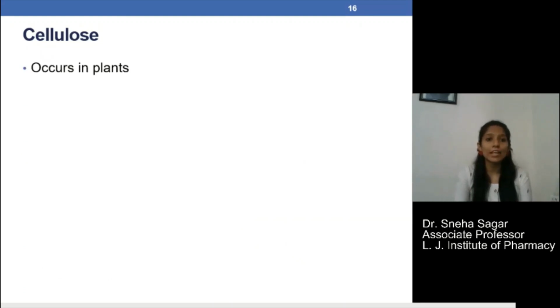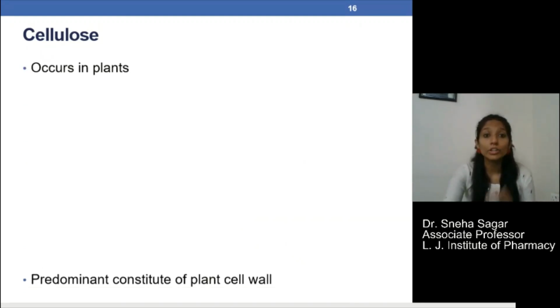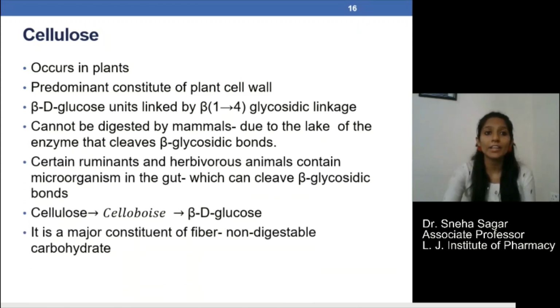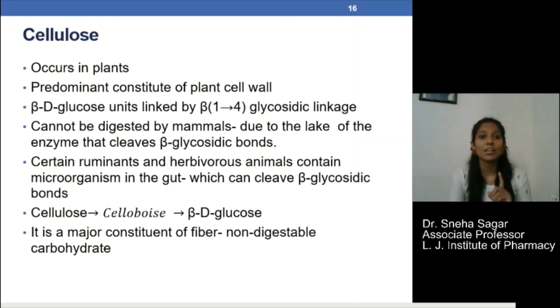Next, we have cellulose. Cellulose occurs exclusively in plants, and it is the most abundant organic substance in the plant kingdom. It is a predominant constituent of the plant cell wall. Cellulose is totally absent in the animal body, and it is composed of beta D glucose units joined together by beta 1,4 glycosidic bonds. Cellulose cannot be digested by mammals, including man, due to the lack of the enzyme that cleaves the beta glycosidic bond. Alpha amylase breaks only alpha bonds, not the beta bonds.